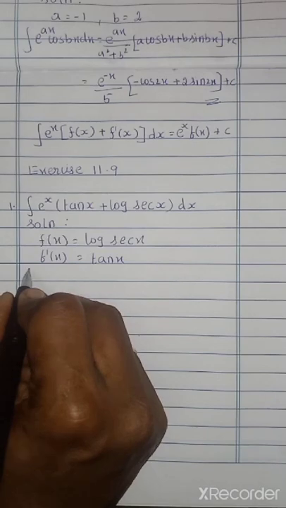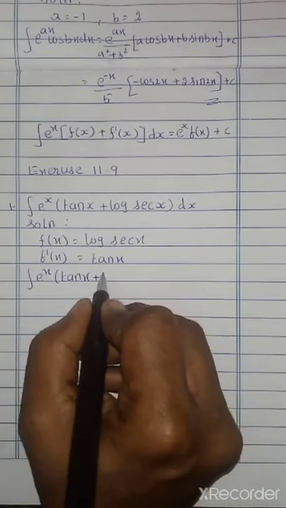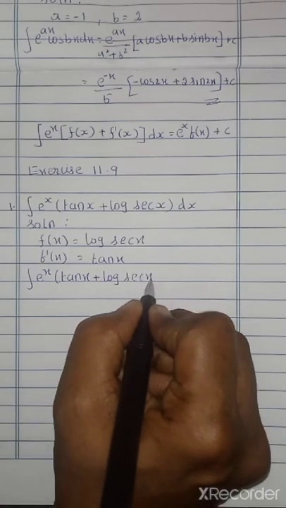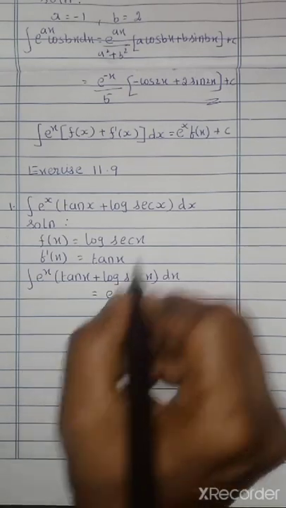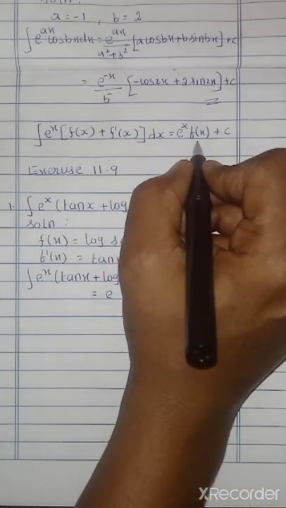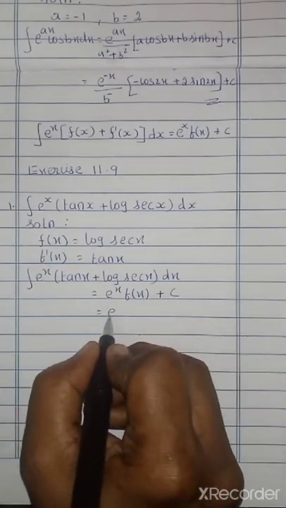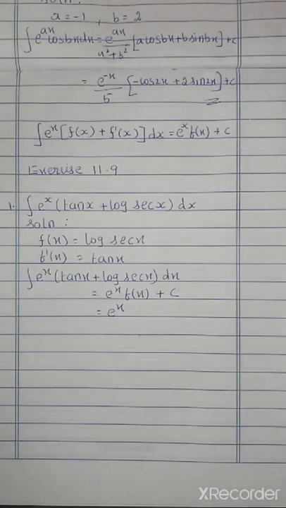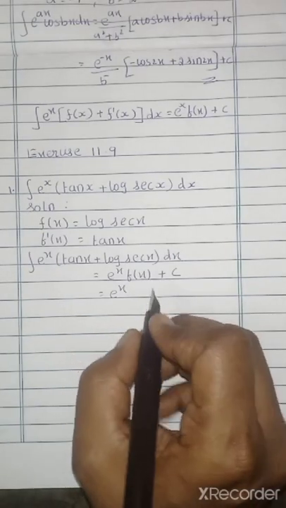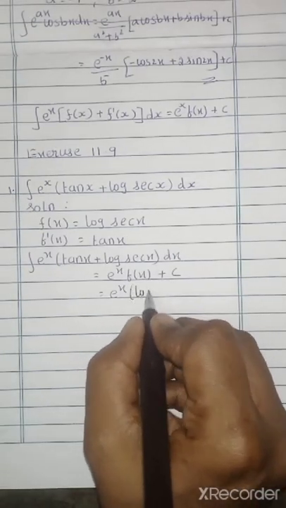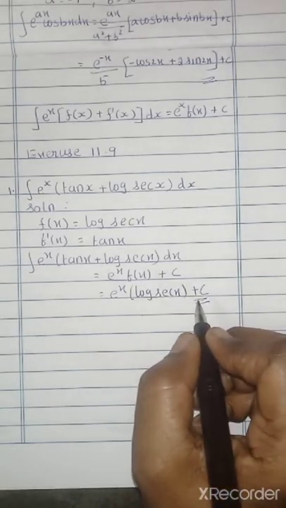Yes, you can use it. So integral e power x into tan x plus log secant x dx equals, we can give the answer as, what is your answer? e power x into f of x plus c. So e power x f of x plus c is the final answer, correct? So what is your f of x value? What is the f of x function? Log secant x. So e power x log secant x plus c is your final answer.